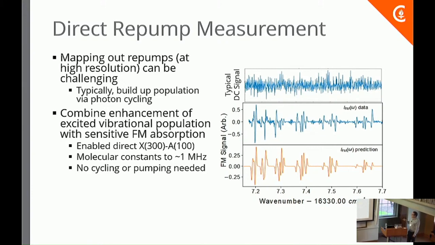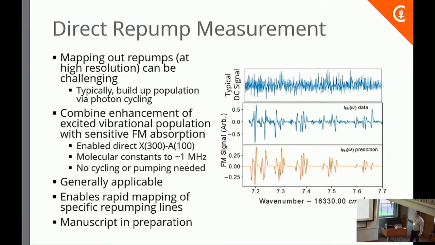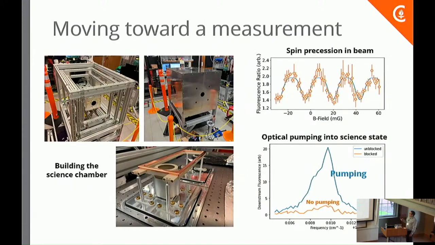We could measure, say, the v equals 3 level directly, without any pumping or cycling. Just see it in direct absorption, and you could play some tricks to push the sensitivity even higher to see basically all the repumps that you'd need directly with one laser, and you get all the molecular constants to about 1 megahertz or so. So this is a fairly generally applicable method that should hopefully make it easier to map out all of these repumping transitions in a variety of species.